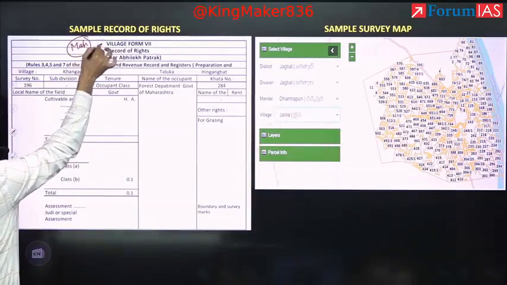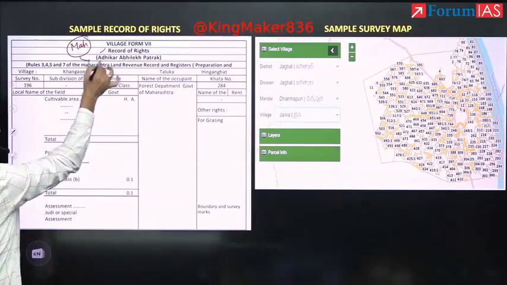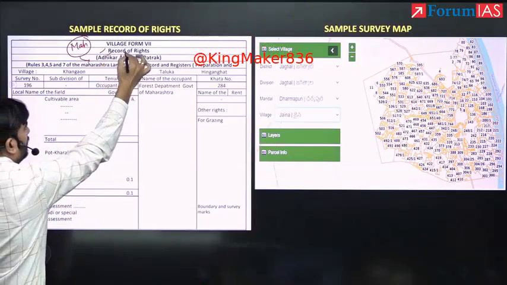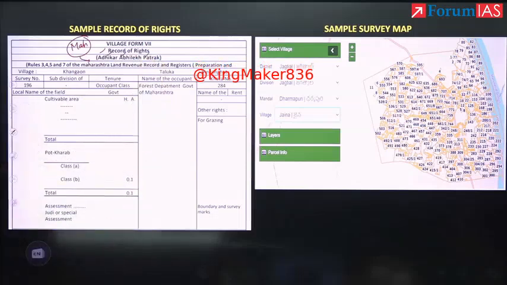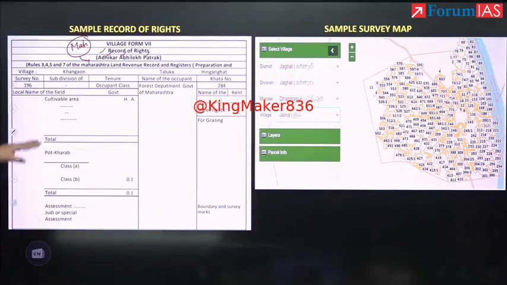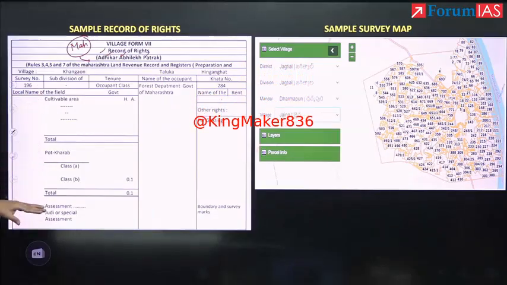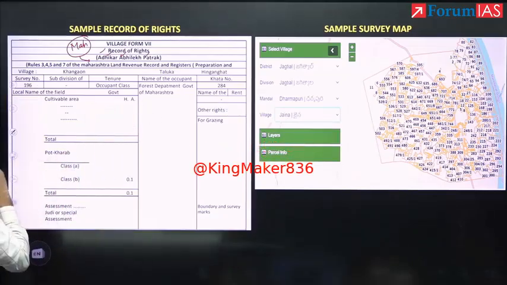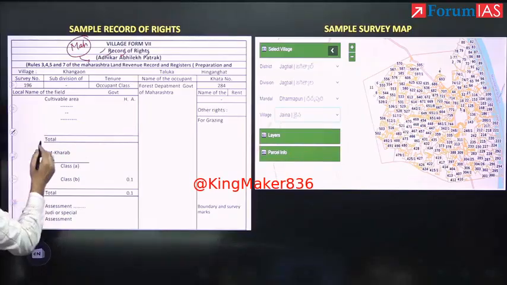This document, the record of rights in the state of Maharashtra, is called Adhikar Abhilekh Patrak. It is a state-specific name. What does this record of rights capture? Number one, as you can see, who is the owner of the land.